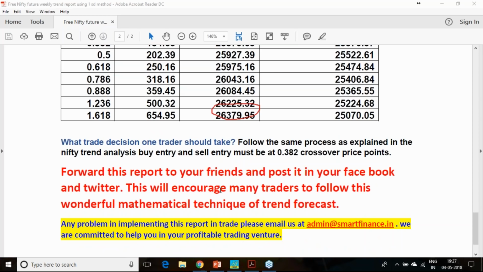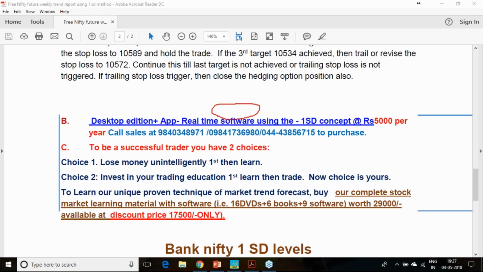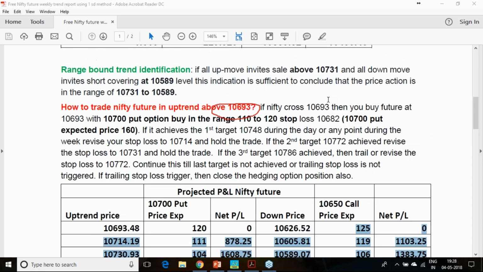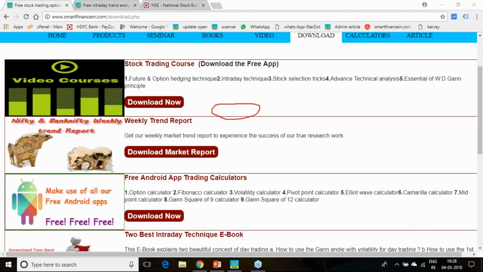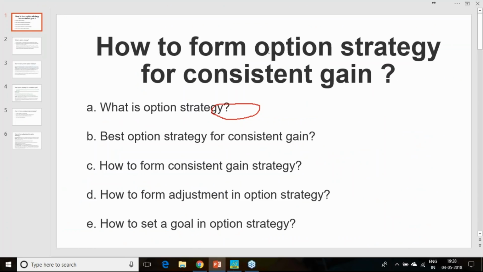Follow this report, forward it to your friends so that they also get a chance to know some of the rational techniques. Today's session, as I told you, will be on how to form an option strategy for consistent gain, and this event will be starting exactly at 7:30. 2 more minutes are there.